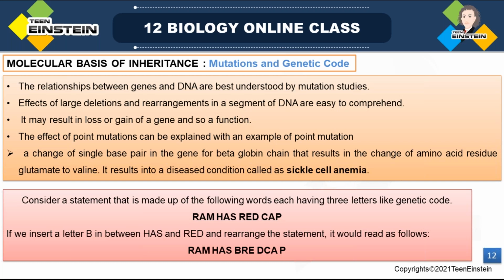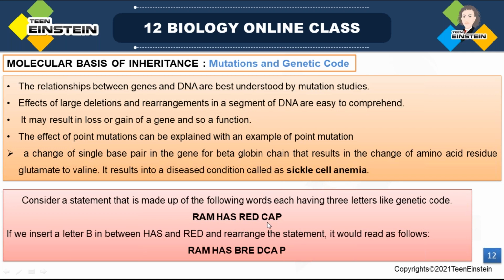Instead of glutamate, valine is getting produced. That is the reason for sickle cell anemia. Just for an example, I'm explaining here. Here you can see the statement: Ram has red cap. Now there is some meaning for that sentence. All these are having three letters: RAM, HAS, RED, CAP.